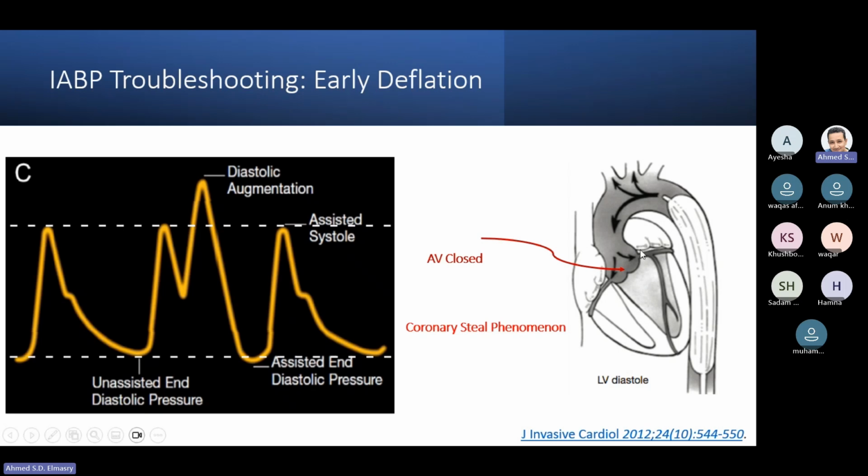So the blood will go in the opposite direction, because here the blood pressure is very low. The pressure is very low. So the blood will move from this point to this point. This is what is called retrograde coronary flow.